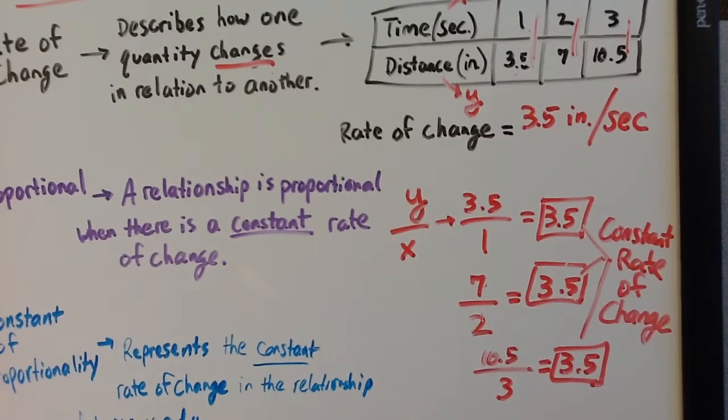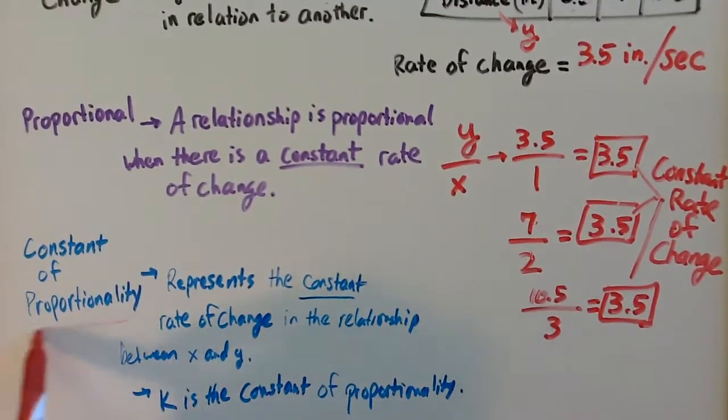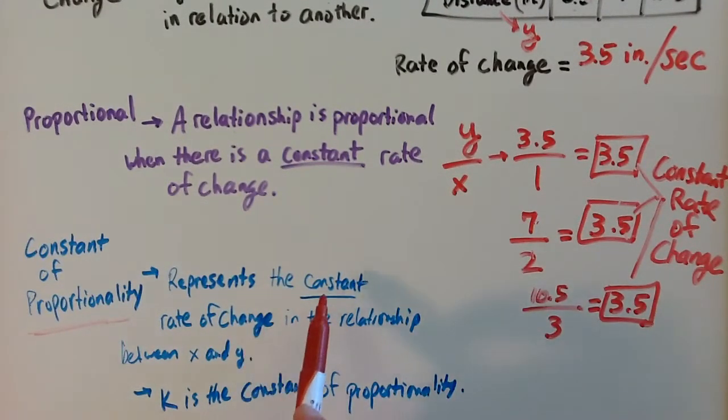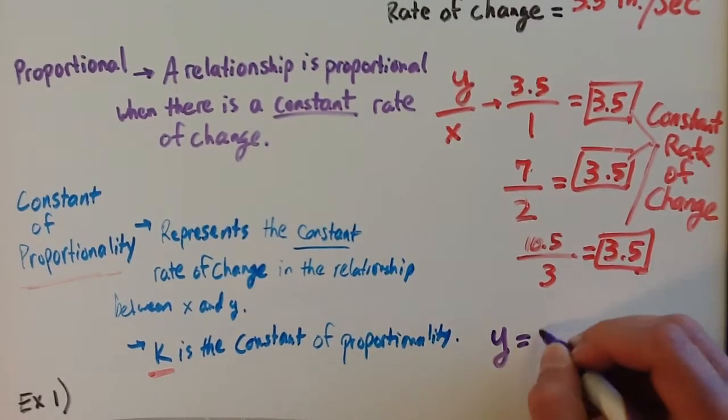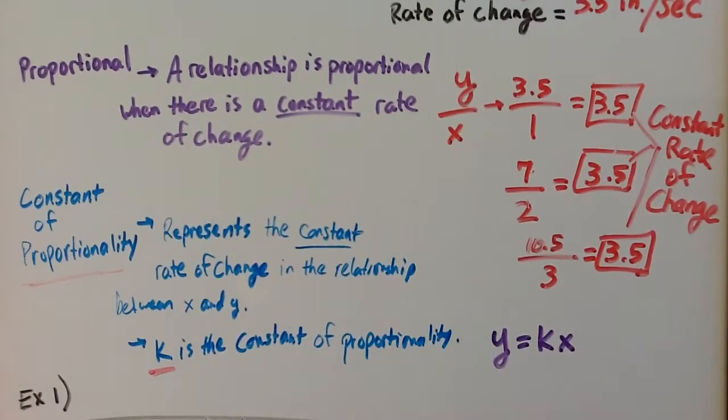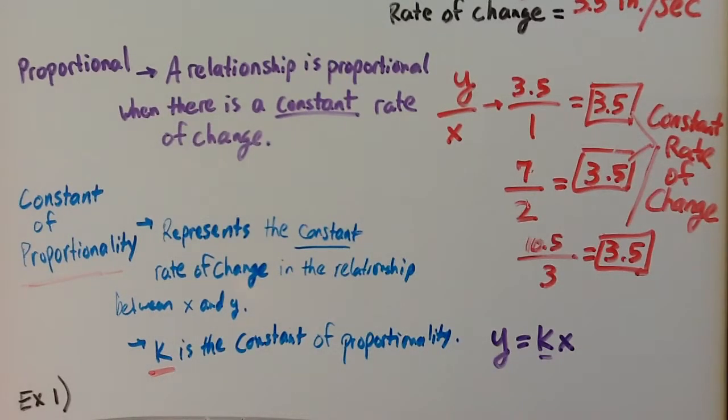And so we use something called the constant of proportionality, which represents the constant rate of change in the relationship between x and y. The variable that we use to represent the constant of proportionality is a lowercase k. When there is a proportional relationship, we can use the equation y equals kx, where k represents the constant of proportionality.